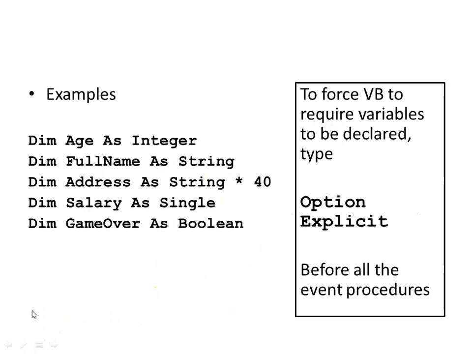Here we've got 5 examples of how you would declare a variable. Please feel free to copy them down onto the sheet. And on the right, there are 2 keywords that I want you to include in your code when you create programs. I will explain later on how to have Visual Basic automatically include them, but this is a little blurb that I also want you to copy down.